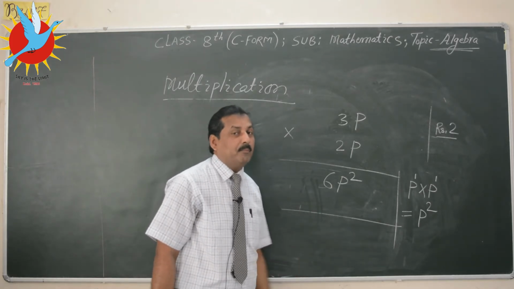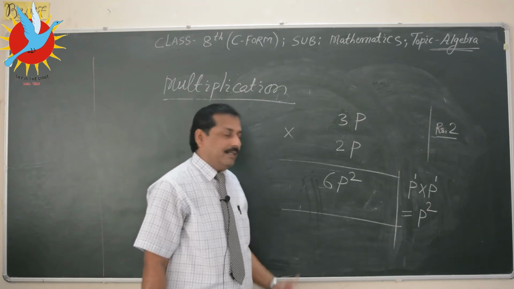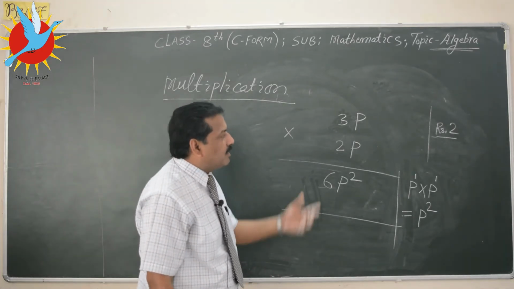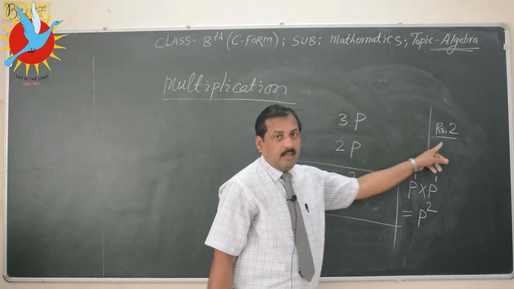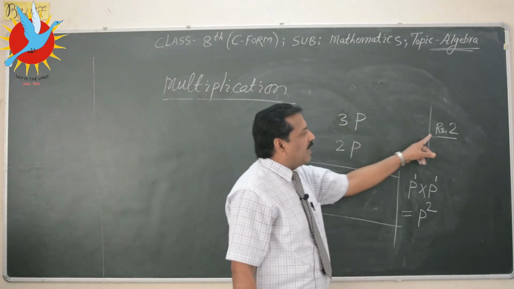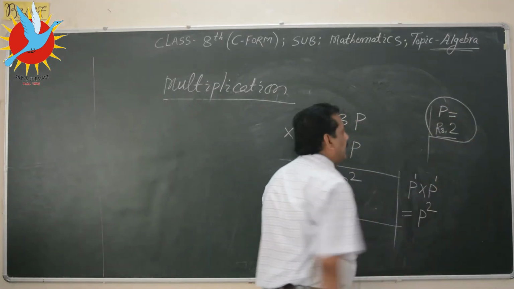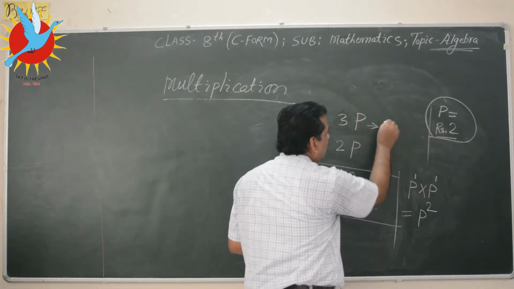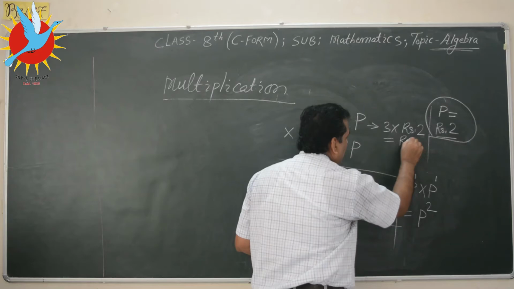This is algebraic multiplication. Now let us check its validity. Is it anything surprising, or is it a normal situation? Just the symbols are different. We have already assumed that p stands for the price of a book, and let us say the price of a book is rupees 2. So p is equal to rupees 2. So 3p means 3 multiplied by rupees 2, and this is rupees 6.